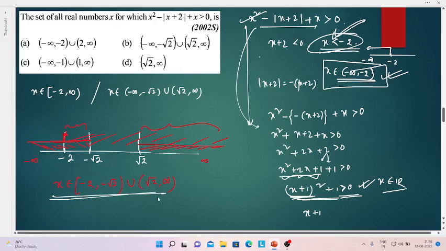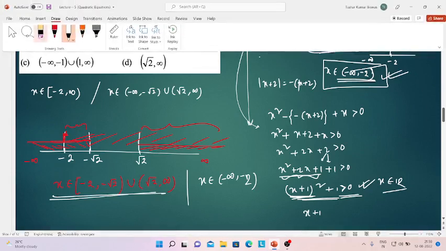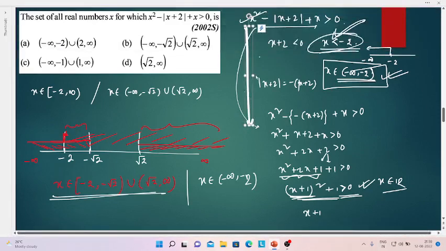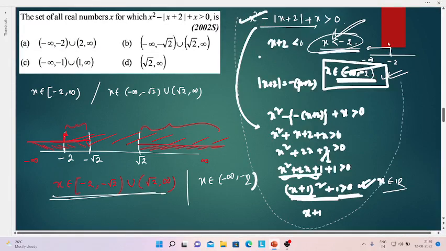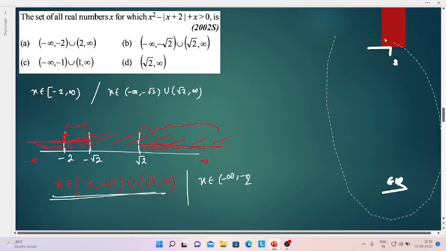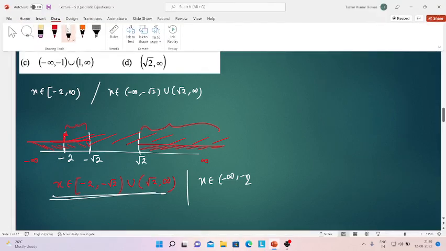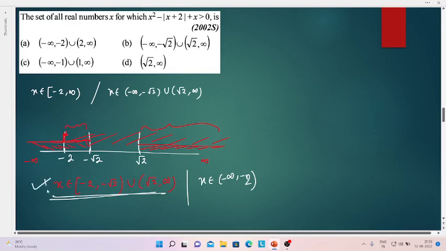So we have x belongs to minus 2 closed interval to minus root 2 union root 2 to infinity, right? And we have another solution, which is x belongs to minus infinity to minus 2. Let me just erase that part so that you can understand what I am trying to say. So one solution is x belongs to that, and another solution is x belongs to that.